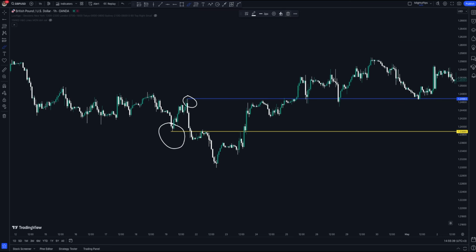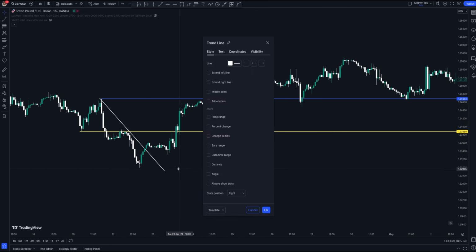Now, let me just take this out so that it's more clear for me to draw these levels for you guys, okay? Let me show you. After those are broken, you want to get your trend line tool and join the two most recent lower highs, that one and then this one here. Like this, okay? That is what you do.